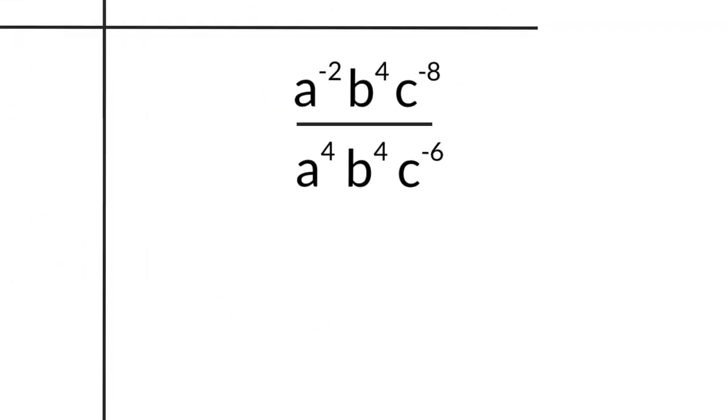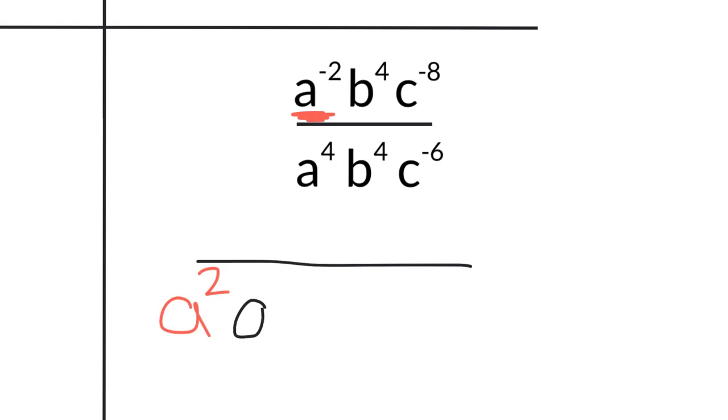Last example here. I personally think it's simplest to take care of the negatives first. Now you could use your subtraction rules and then flip things from there. But I like to just put them on the right side so that we're only working with positives. This a to the negative 2, I'm going to flip that to the bottom. Let me draw my fraction bar. So I've got a to the positive 2 down there now. My a to the 4, that's a positive exponent. So we're going to leave that in the denominator. So we'll have a to the 4.